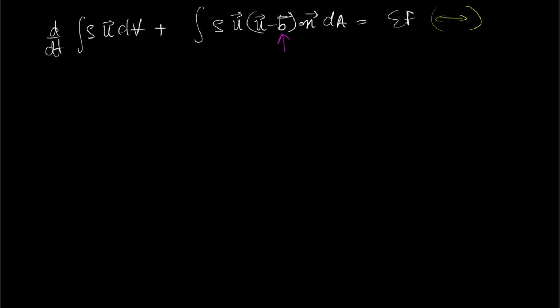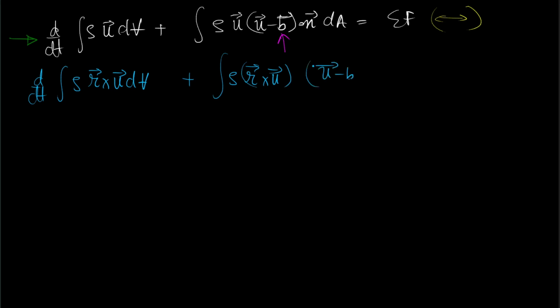But anyway, this is the statement of the conservation of momentum, but we want to expand this to the statement of the conservation of angular momentum. So what do we have? We have d/dt of integral rho r cross u dV plus integral rho r cross (u minus b) dot n dA, and this will be equal to the summation of all the moments acting on the control volume.